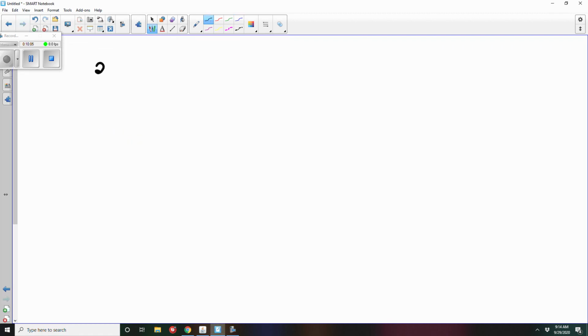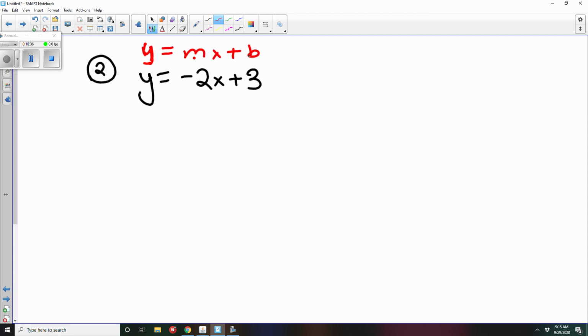So example 2, we have y equals negative 2x plus 3. So once again, we have our slope-intercept form. You all don't have to do this, but I always like to. If you have trouble seeing your slope-intercept form, match up your y equals mx plus b right over top of it. That way we know exactly what our pieces are.